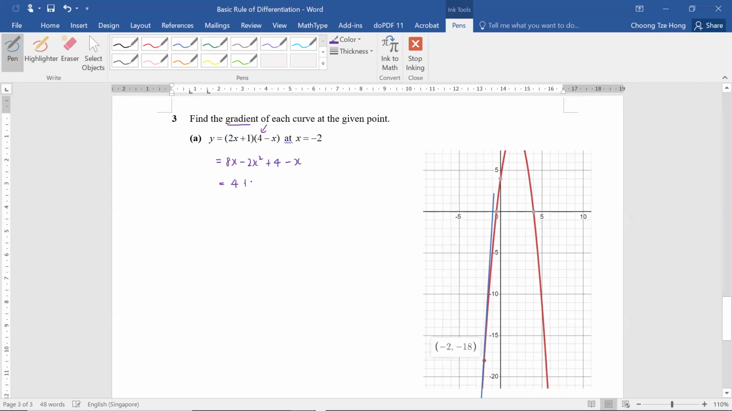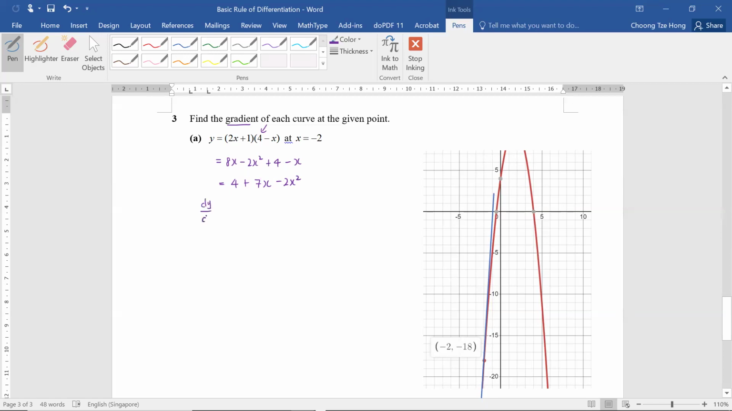So what you will get would be 4 plus 7x, 2x plus 8x, negative 2x squared plus 4 minus x. So it is 4 plus 7x minus 2x squared. This will be the answer. After you expand, this will be the function, and this is the function that we are going to differentiate now.